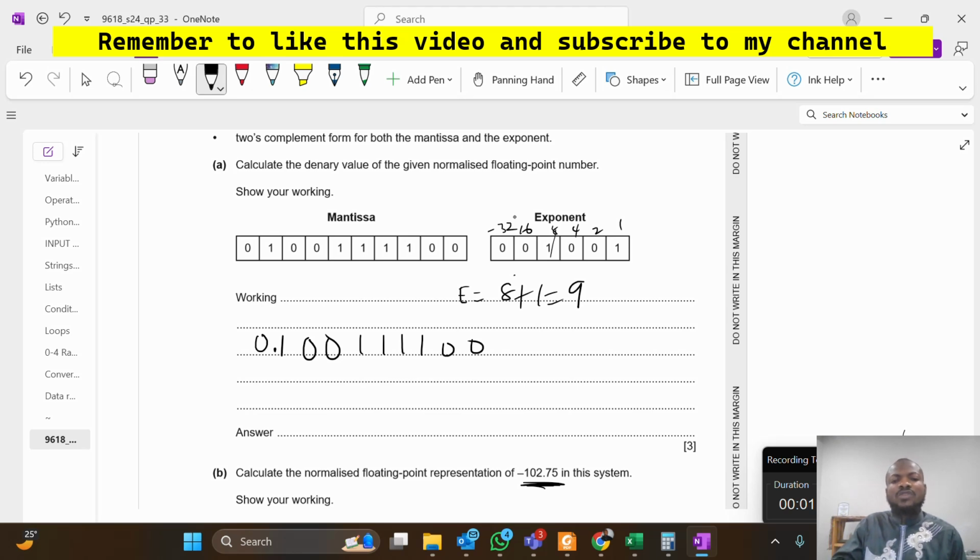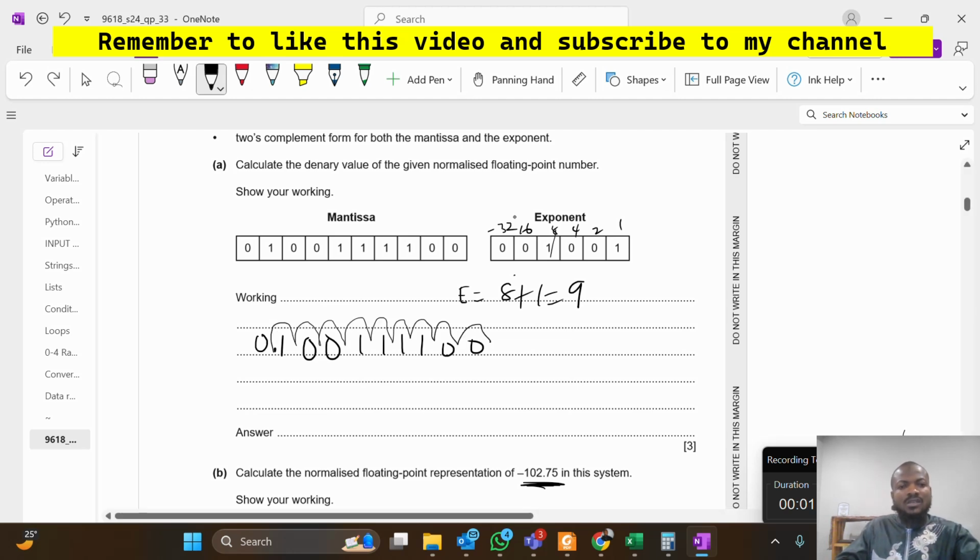Having an exponent of 9 means you move the decimal point to the right 9 times. If the exponent is negative, you move it to the left. Is that understood? So let's move it to the right. That gives us 1, 2, 3, 4, 5, 6, 7, 8, 9. So that implies that this is 0, 1, 0, 0, 1, 1, 1, 1, 0, 0. Okay. Now then write the place values.